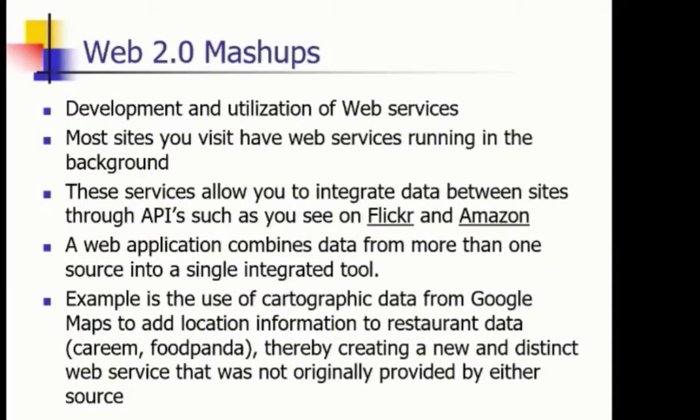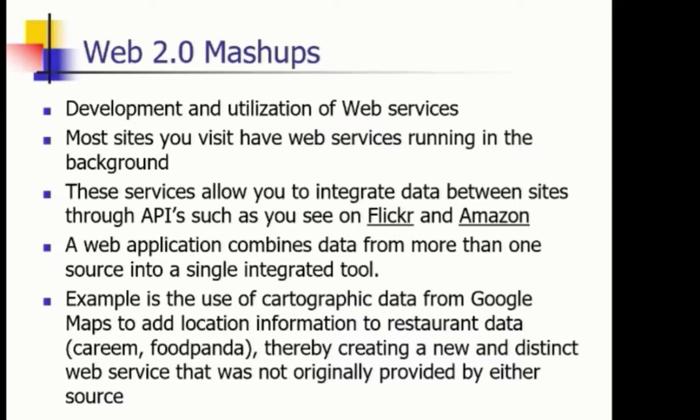You know, Web 2.0 mashup development and utilization of web services. Most sites you visit have web services running in the background. For example, when you have a pop-up on your system, you can get different advertisements. These services allow you to integrate data between sites through APIs, such as you see with Flickr and Amazon.